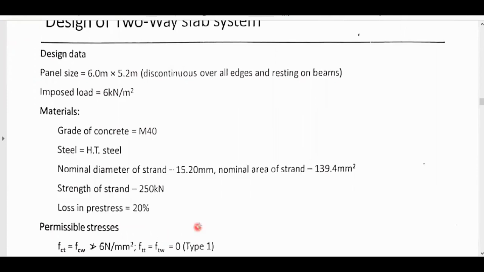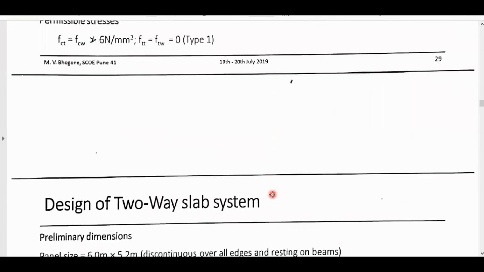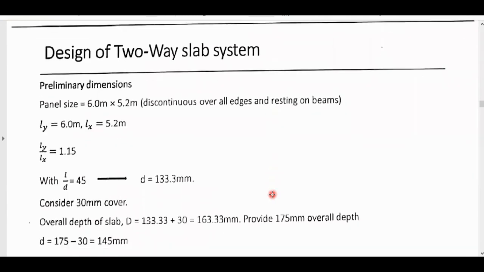Let's consider type 1 structure. So tensile stresses during transfer and working will be 0, and compressive stresses during working stage and the transfer stage should not be greater than 6 Newton per mm square. So these are the data available, and we start the design.